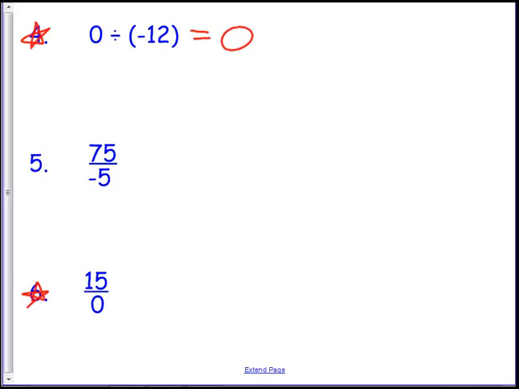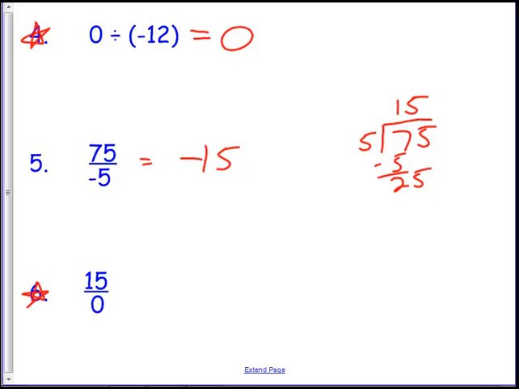Number 5, a little division. 75 divided by negative 5. Similar to problem 3, we have division with different signs, so we know our answer is going to be negative. And then that's something that you want to know. 75 divided by 5. If I didn't know that division fact, I might come over here and just quickly think, well, how many times does 5 go into 7? And then how many times would 5 go into 25? And I see that that's 15. So 75 divided by negative 5 would be a negative 15.